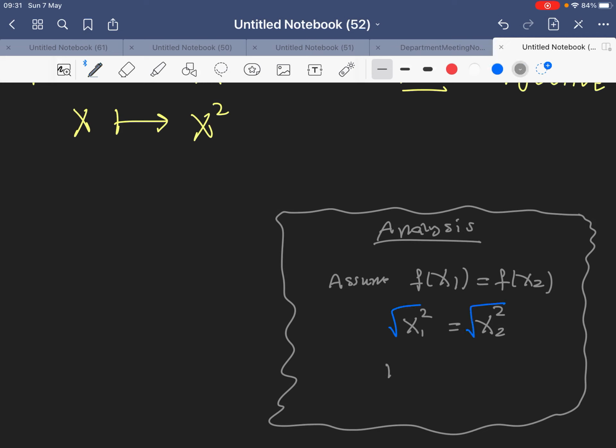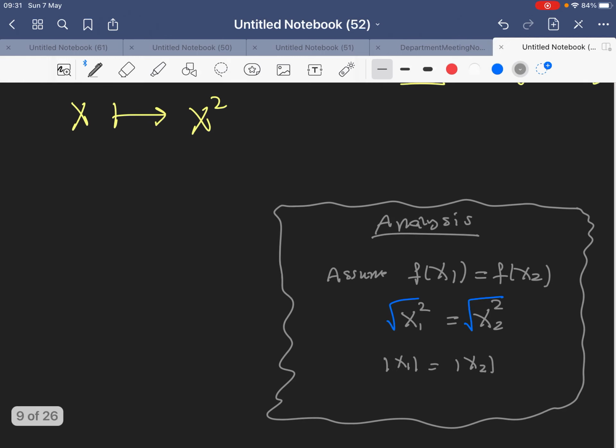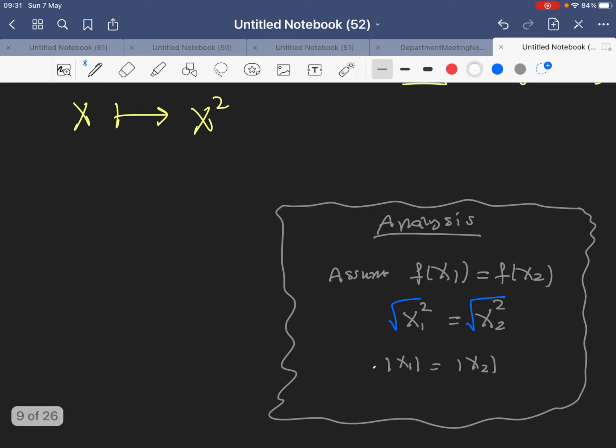And what you will get is the absolute value of x1 equal to absolute value of x2. Now, can we from here conclude that x1 equal to x2? The answer is no. There's a problem. Why? Because we cannot get rid of the absolute value. The absolute value sometimes is positive, sometimes is negative. So I cannot just take the absolute value and write it as x1.